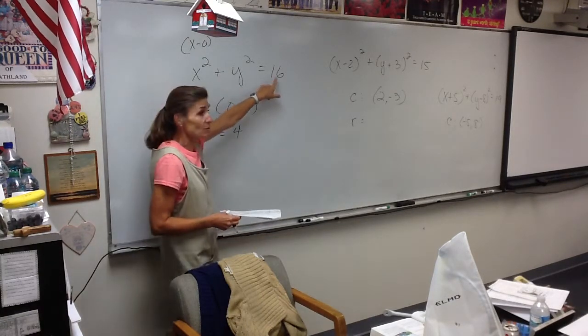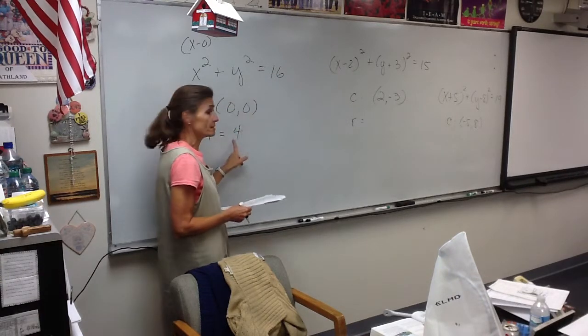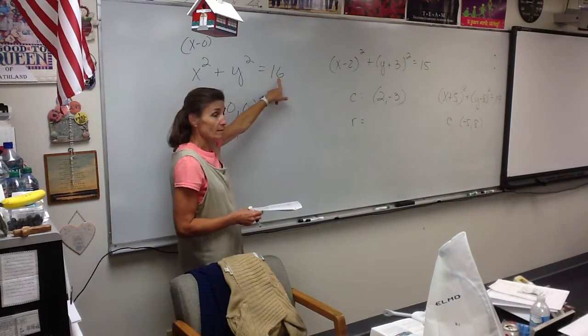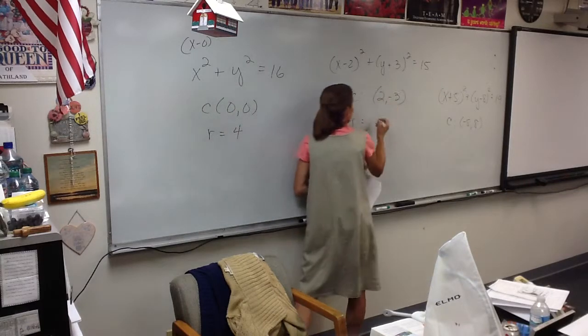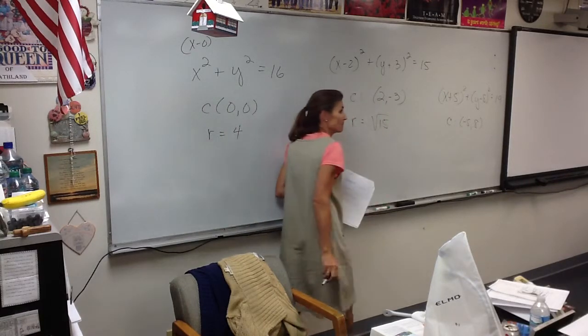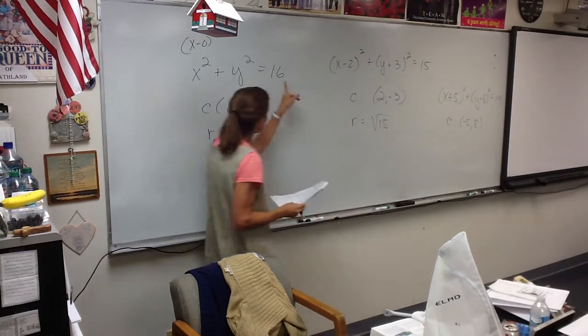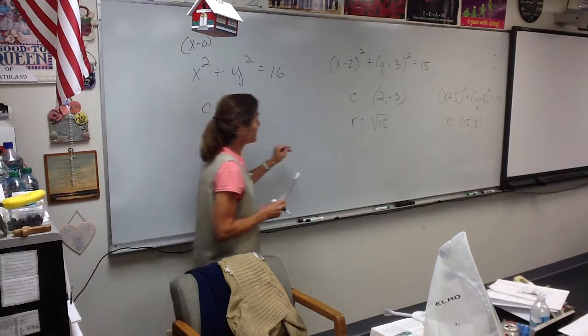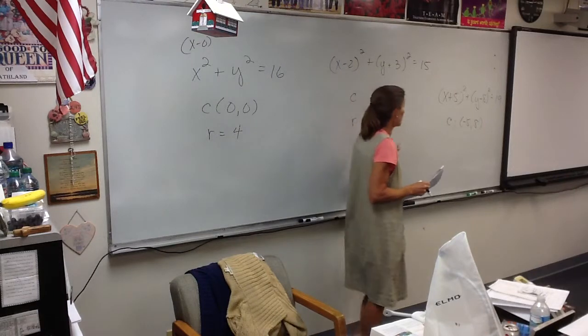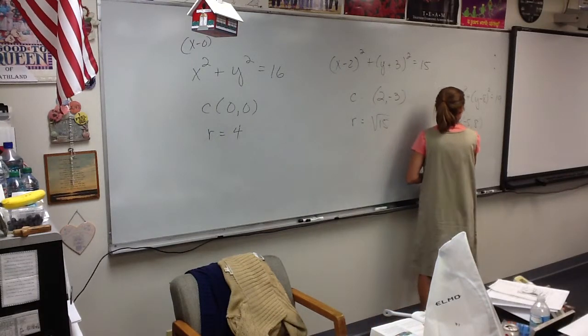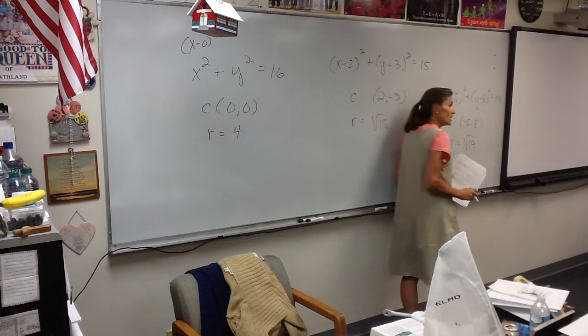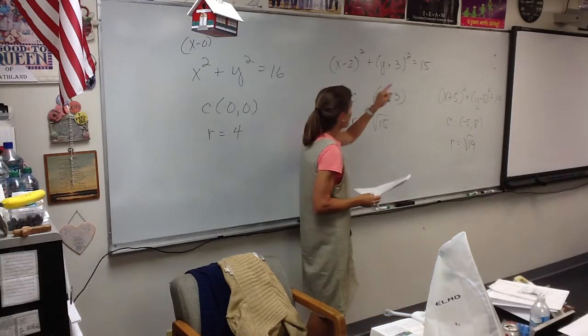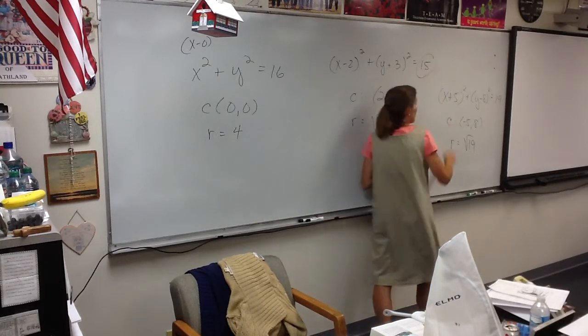Now, what's the radius? Tim said the radius for this one was 4. I'm going to tell you the radius for this one is root 15. The radius for this one was 4. The radius for this one is root 15. What's the radius for this one? Root 19. How do you find the radius? You take the square root of this number over here.